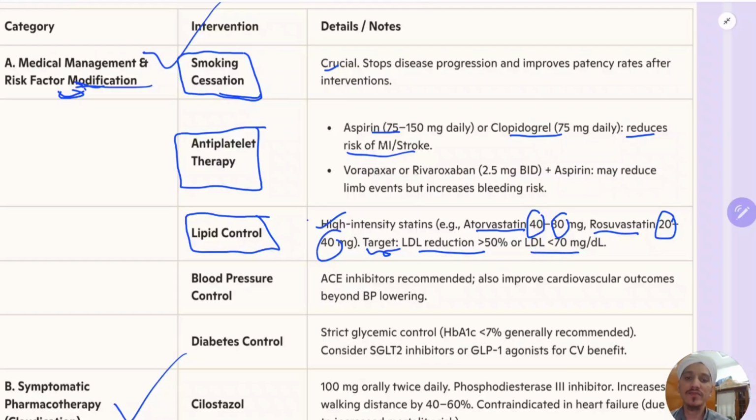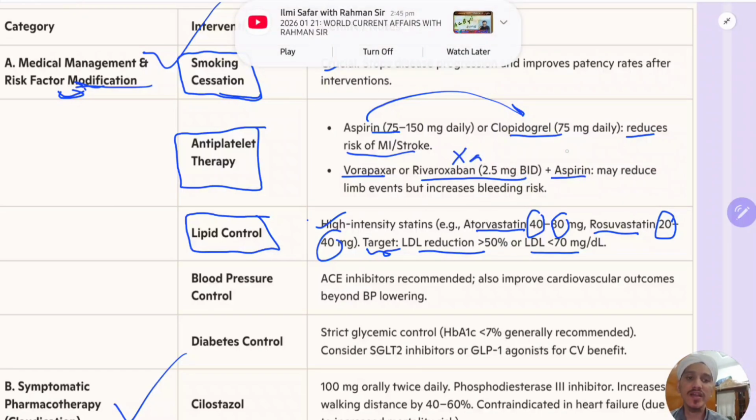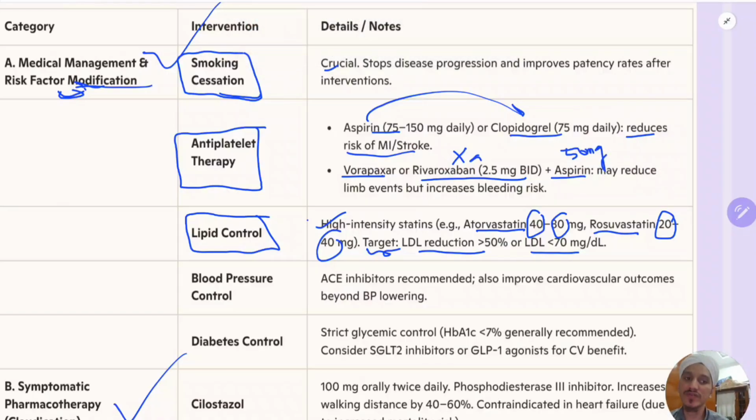One thing I forgot to say. So instead of using aspirin, clopidogrel, you can also use vorapaxar, or more commonly rivaroxaban 2.5 mg twice daily. This is a factor 10 inhibitor, plus aspirin in low dose like 50 mg per day. Okay, rivaroxaban plus aspirin also you can use. Antiplatelet with anticoagulant may reduce limb events, but this has a demerit, that is it increases the bleeding risk. Okay, so you see the context of the patient. Depending upon that, you decide whether to give this or whether to give this.